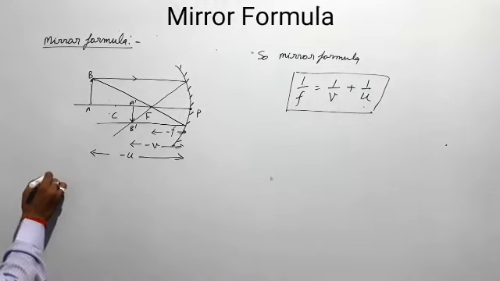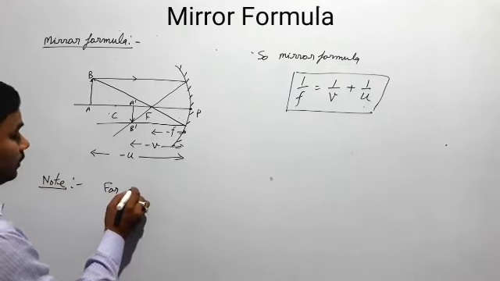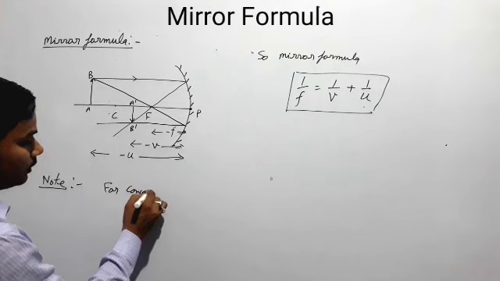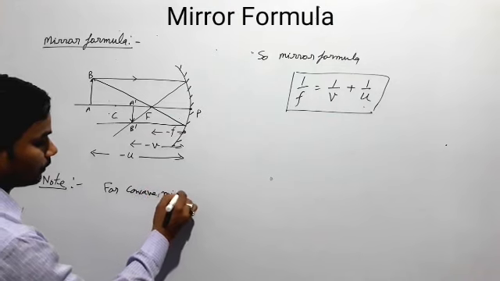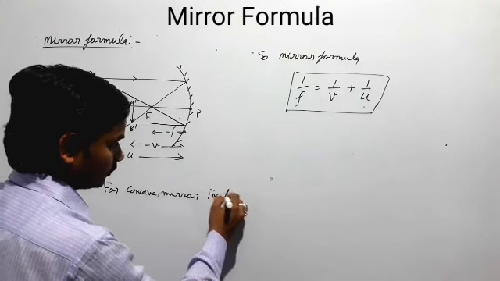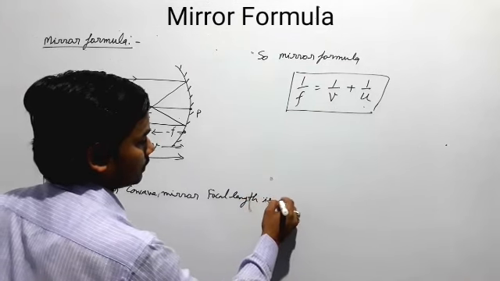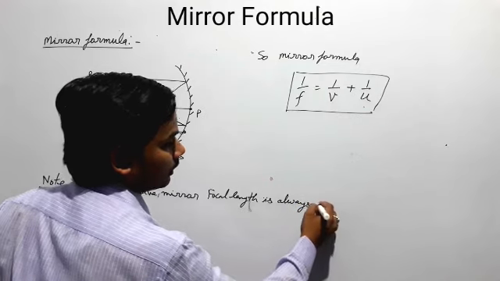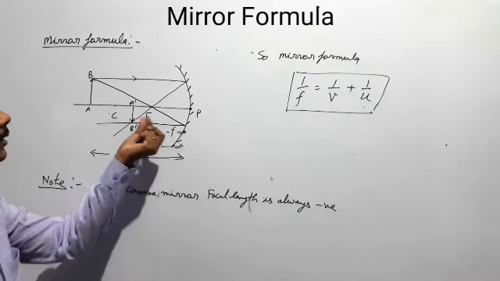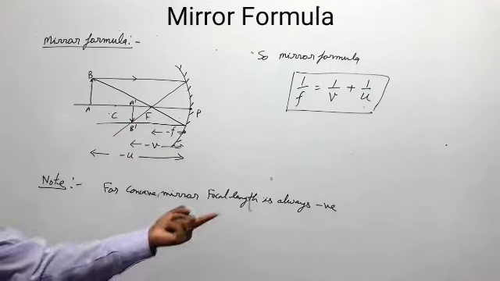Now we will write a note. For a concave mirror, the focal length is always negative. Why? Because in a concave mirror the focus always lies on the left side of the pole, so this will always be negative.